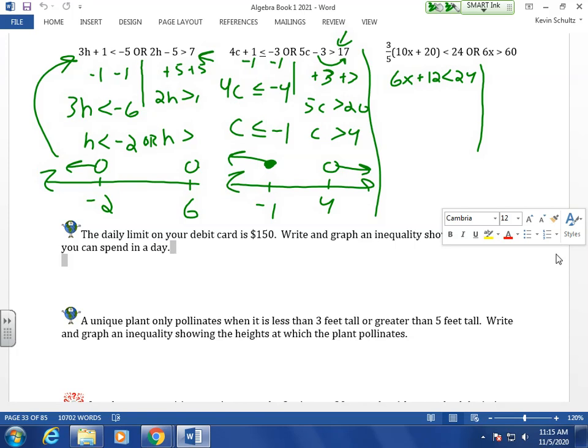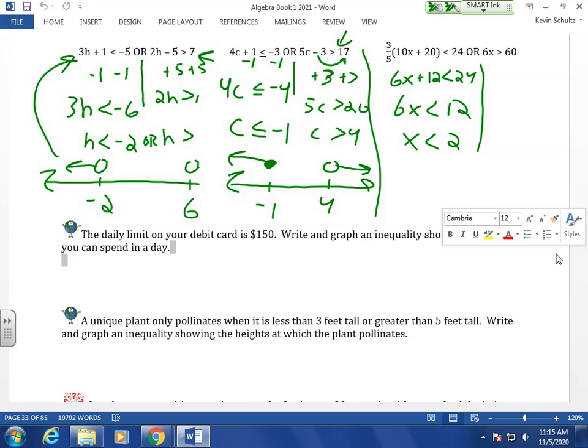You will be able to use a calculator on this test, but anything that we can do mentally, then we should. I think every test going forward, you'll have calculator privileges. Subtract 12 from both sides. We get 6x is less than 12. Divide both sides by 6. And x is less than 2.